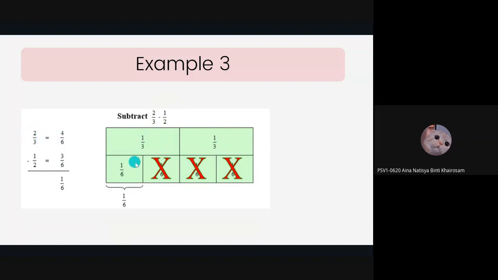And then we draw out 4 blocks labeled with 1 over 6. We cross out 3 blocks because 3 over 6 is the amount that we want to subtract. So we get that the final answer is 1 over 6. Okay, that's all.